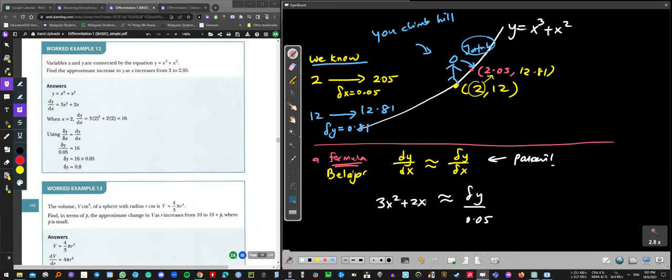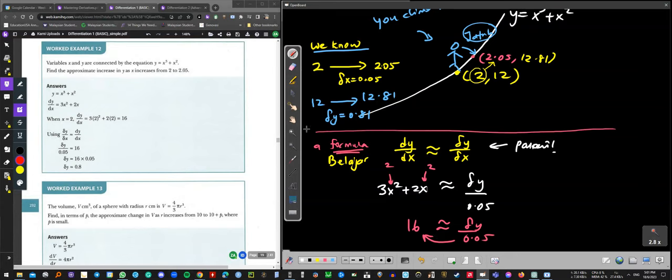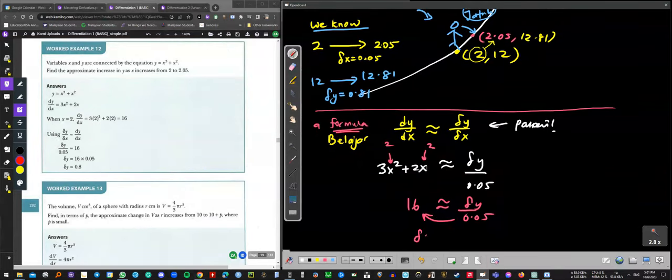So yang sebelah kiri tu kita akan masukkan value tau dekat dia, sebab kita nak tahu rate dia ketika x berapa, 2. So kita masukkan 2 dekat situ lah. So, dia akan jadi berapa? Dia akan jadi 4 times 3, 12 plus 4, 16. So 16 is roughly equivalent to delta y over 0.05. So kita akan hantar dekat sebelah kiri. So kita boleh approximate delta y to be equals to 0.8. Okay, itulah dia punya jalan kerja dia.